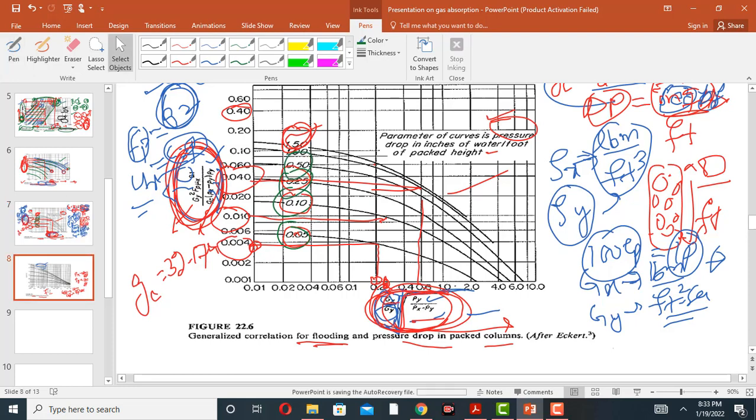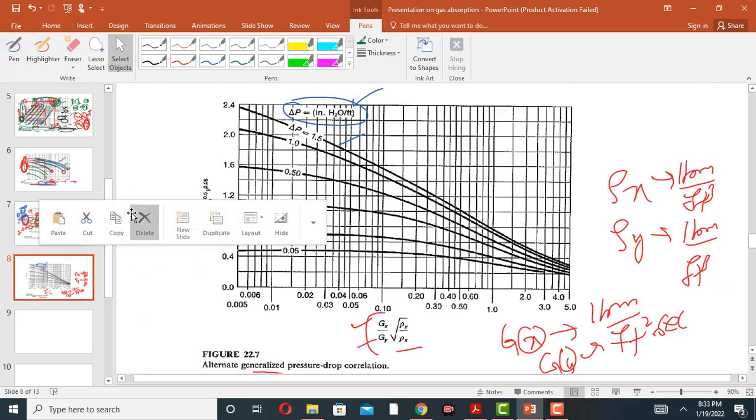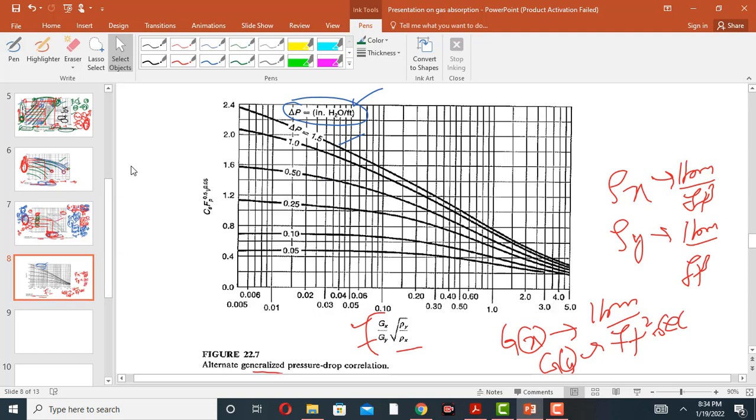The pressure drop is in inches of water per feet. And the x-axis is this one, but the y-axis is Cs times packing factor to the power 0.5 and kinematic viscosity to the power 0.05.